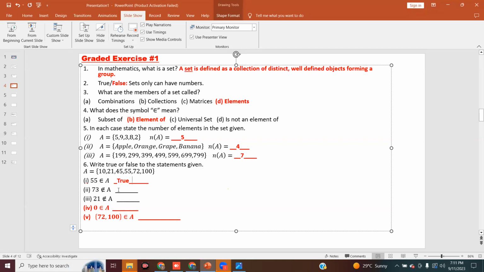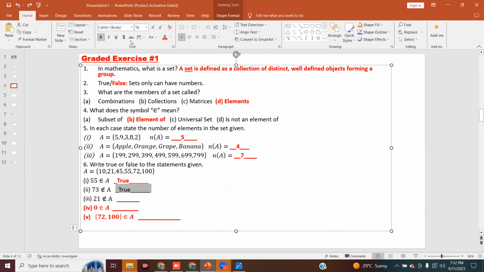Matthew, what do you have for number 6, I? 73 is not an element of A. Is that true or false? Matthew, this one. 73 is not an element of A. What do you have? True. Does anyone else have true? Yes, I have true. Yes, it is true. This one is true. Good.